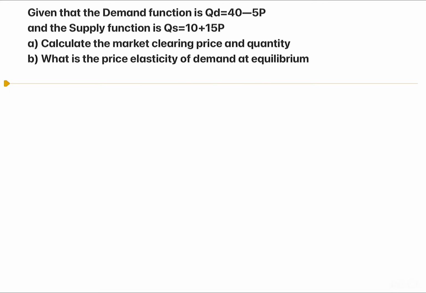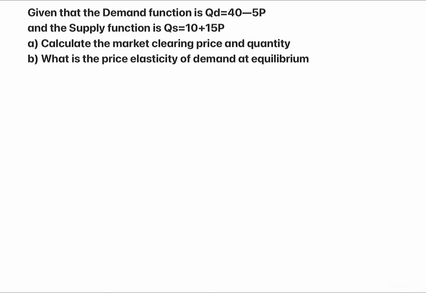We are going to be solving the question on equilibrium price and quantity. The question says, given that the demand function is QD equals 40 minus 5p and the supply function is QS equals 10 plus 15p. A. Calculate the market clearing price and quantity.